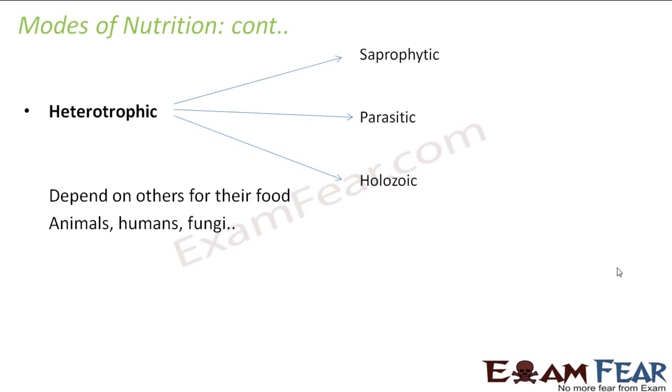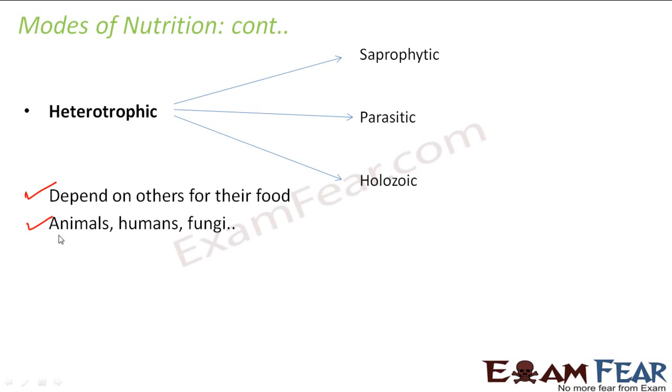Let us now look at the heterotrophic nutrition. Heterotrophic nutrition means these organisms depend on others for their food. Examples: animals, humans, fungi. All animals is a very general term under which you will have so many different types of organisms. Right? So all animals, including human beings, and fungi, they are all heterotrophic. So they all depend on others for their food.